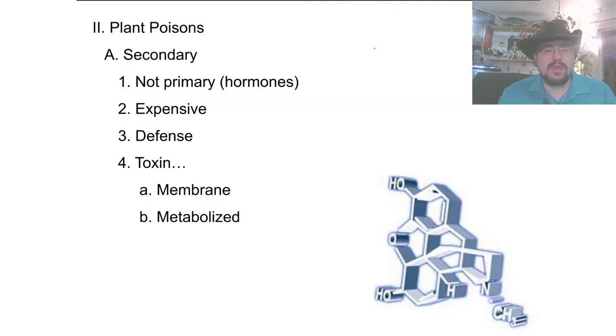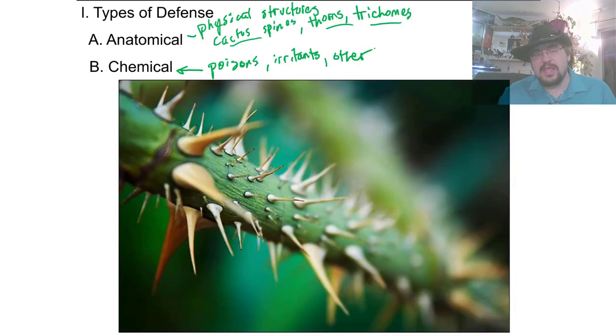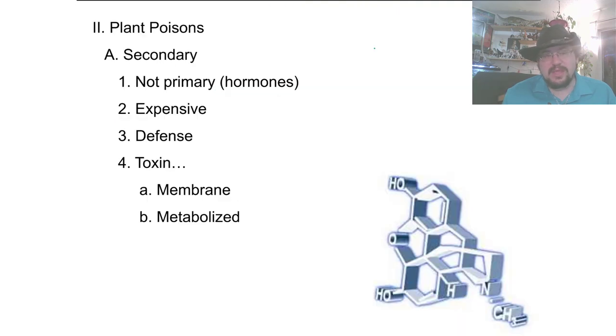And away we go into plant poison, right? We're gonna shout out to anatomical defenses because, quite frankly, you know it when you see it. I mean, cactus spines, thorns, right? These are pretty easy. So we're going to go into the chemical defenses. And we're going to start off talking about the types of poisons you see in different plants.